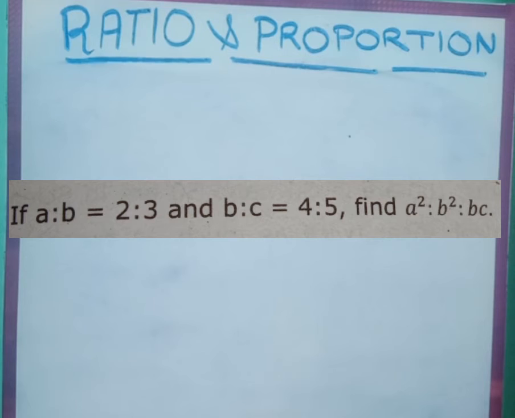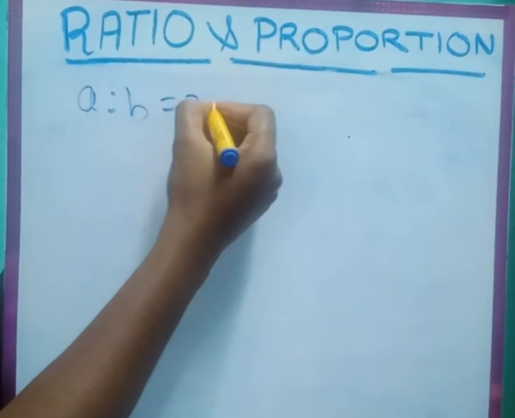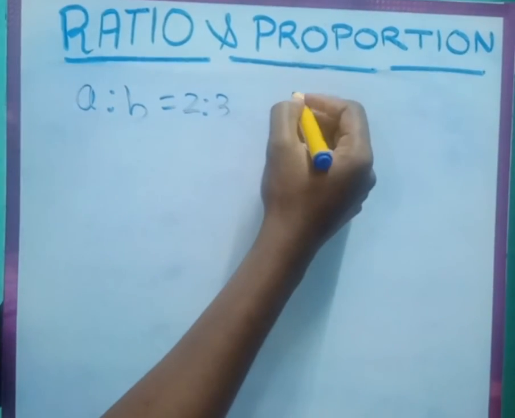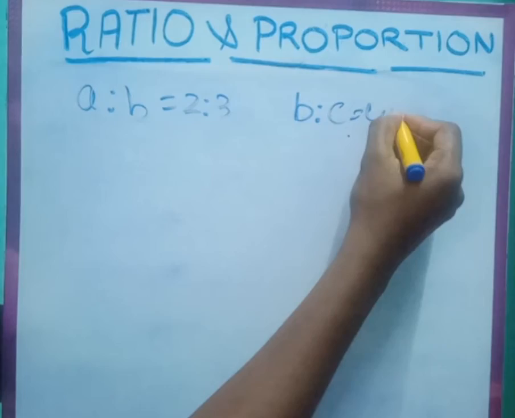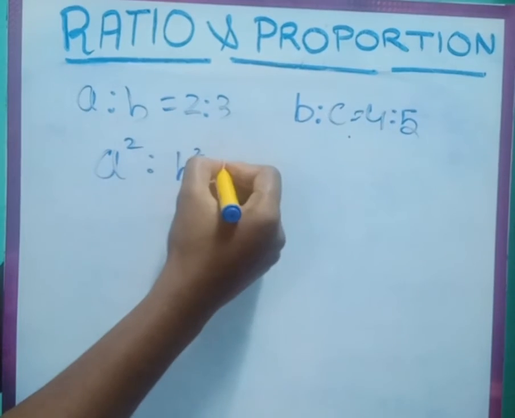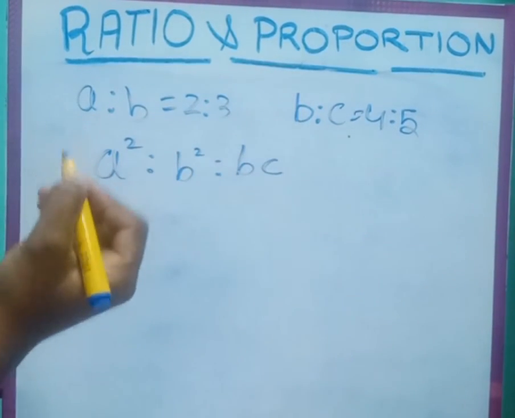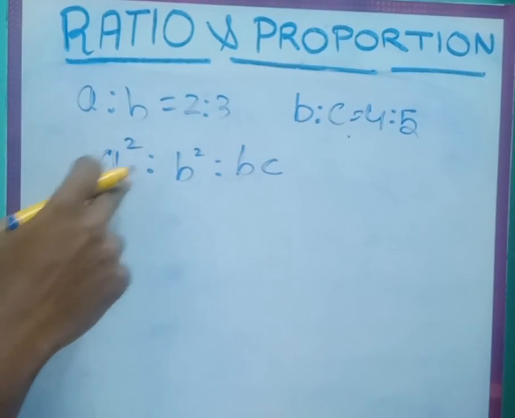Then, instead of finding A is to B is to C, we have to find A square is to B square is to BC. Nothing more, friends: just find A is to B is to C, then easily we can find A square is to B square is to BC. Here A is to B is the same as in the last question, and B is to C is 4 is to 5. If you find A, B, C, you can easily substitute these values and find A square is to B square is to BC.